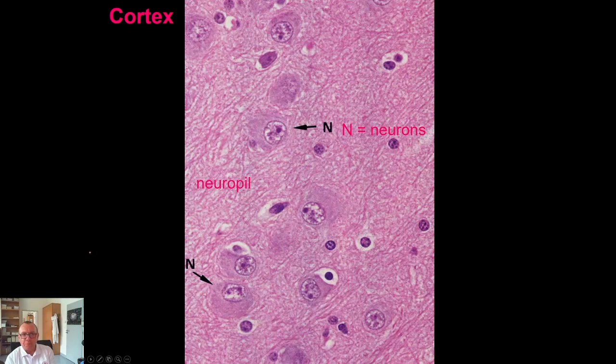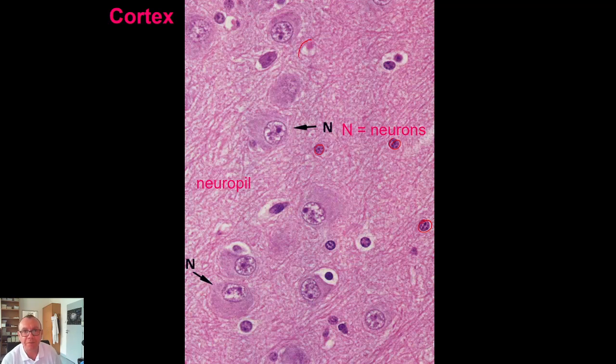Here is a picture from the cortex showing several neuronal bodies. We don't know in which layer it is, so it is impossible to speak about the type of cell here. Among the neuronal bodies is neuropil, you already know it, and nuclei of glial cells. These are probably oligodendrocytes here. And vessels, of course.